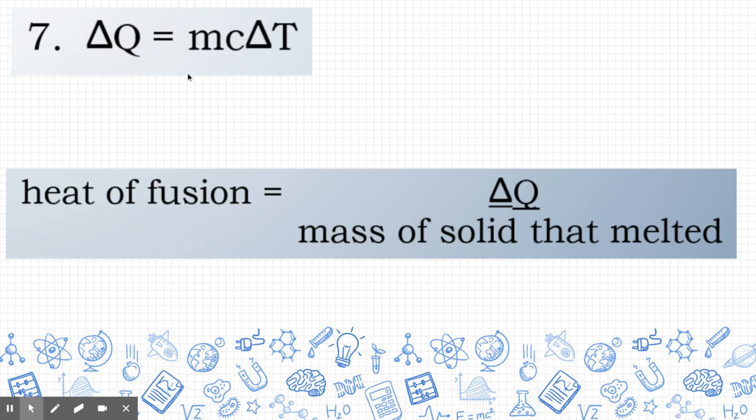Now for B, what is the heat of fusion of the substance that melted? So here's the formula you're going to use to find your heat of fusion. Delta Q is what you get for your answer in part A, divided by the mass of the solid. So that's where you need to use the mass of the substance that you were melting. That goes down here, not the mass of the water. And that will be joules per gram.